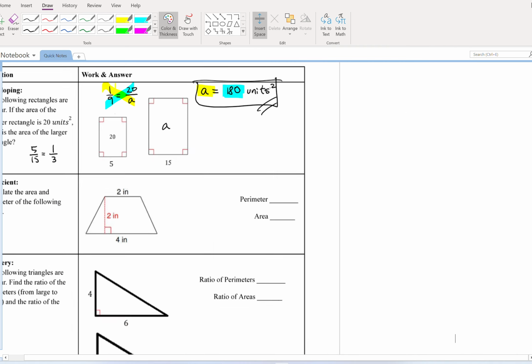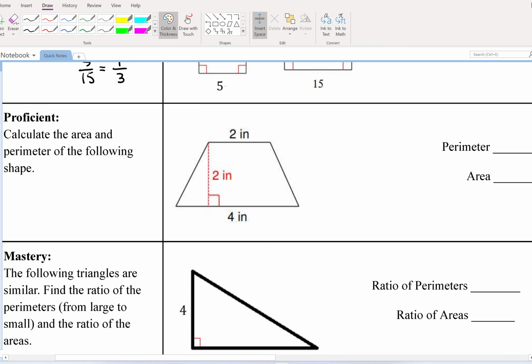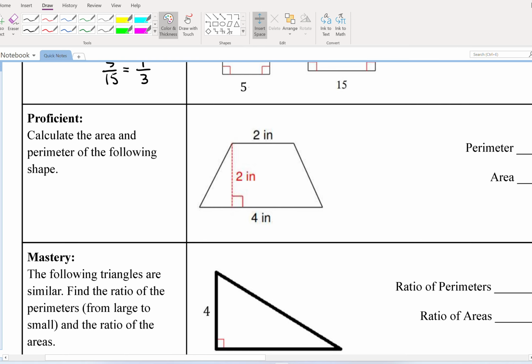Proficient here, it says calculate the area and the perimeter of the following shape. Now on this one, we don't know how long these are, but we can figure out what they are. And so I'm going to say, hey, if this is a square, that these are perpendicular to each other, then if this is 2 inches here, then this part between these two lines is 2 inches.